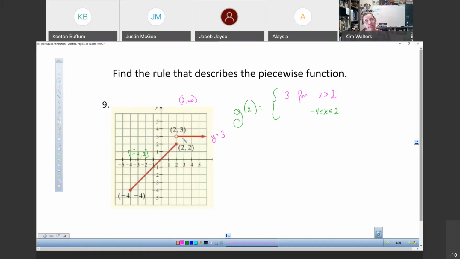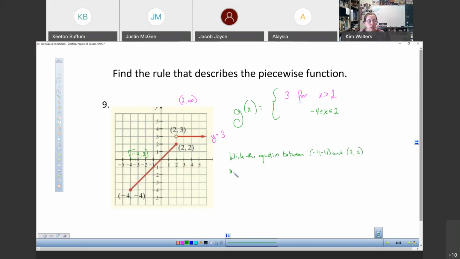Now, the second part is a little bit harder. This is where we're reviewing what we did in section 2.3, which is how to write the equation of a line. We're given 2 points, and that's what you have to do. So for the second part, we need to write the equation. We know it's a linear equation between (-4, -4) and (2, 2).